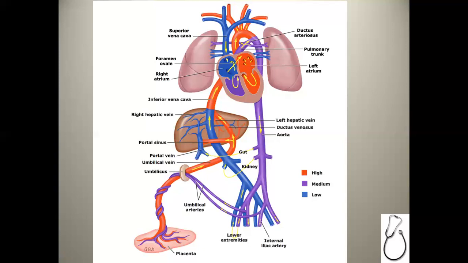This is the fetal circulation and how the transition from the fetal to the newborn circulation occurs. It is very important because if the ductus arteriosus remains open and does not close, this will result in congenital heart disease.